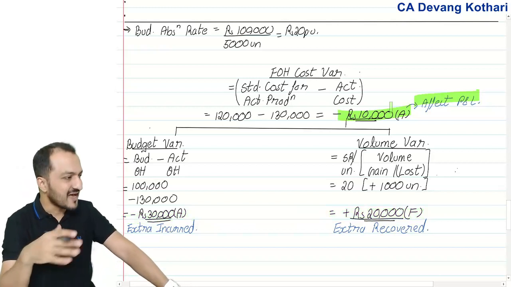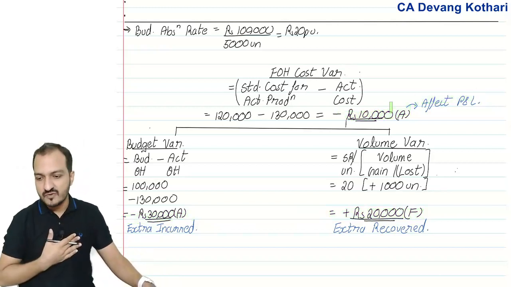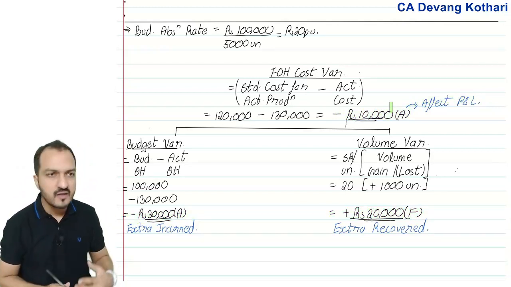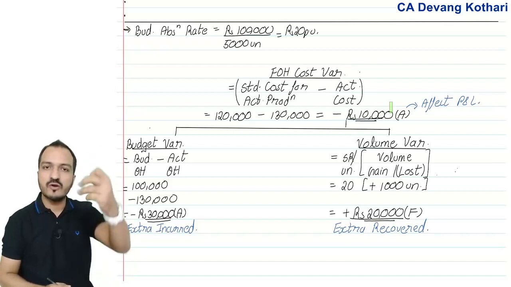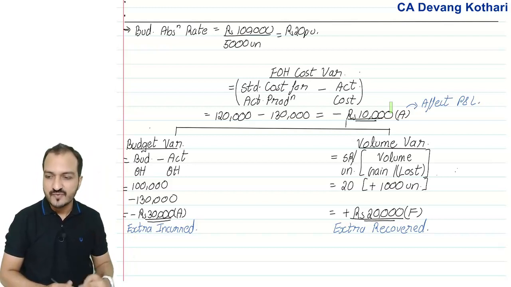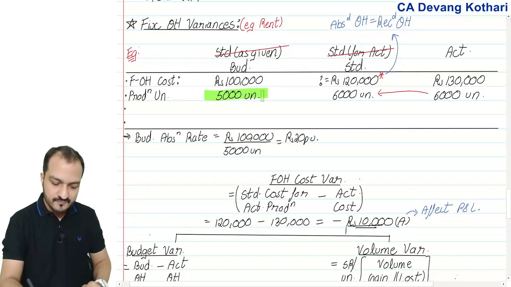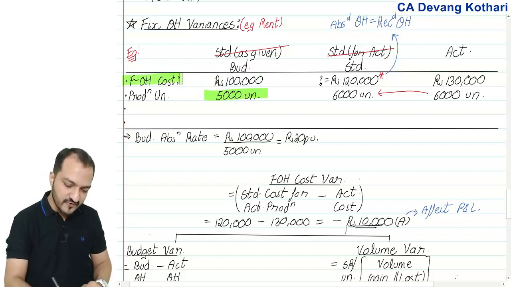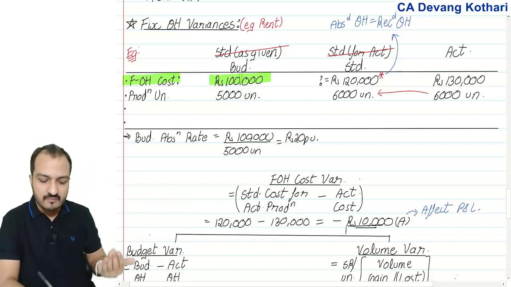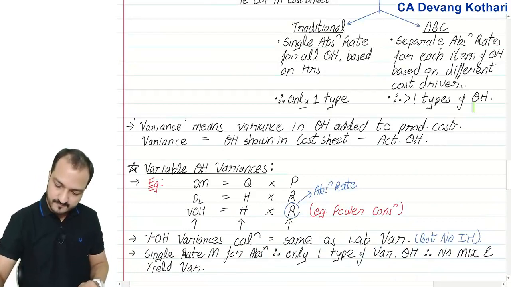Imagine as if you are my boss and I am the supervisor in the company. Before you went on a vacation, you gave me targets. You said, Devang, you need to produce 5,000 units in the month, and you should manage your fixed cost within 1 lakh rupees. You came back after a month and you asked me to give the report. I gave you this actual report.